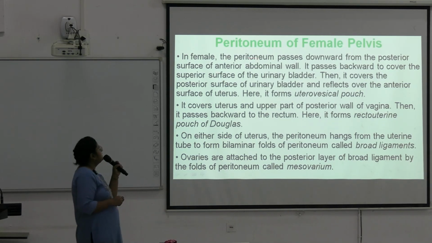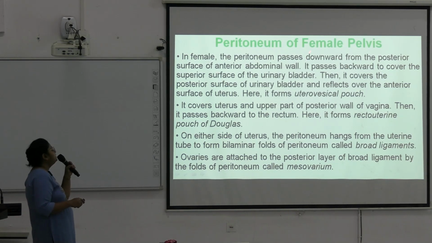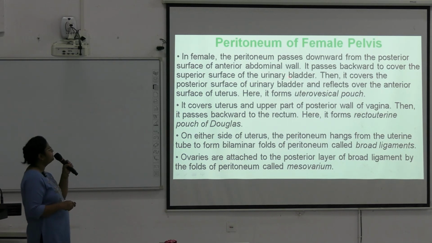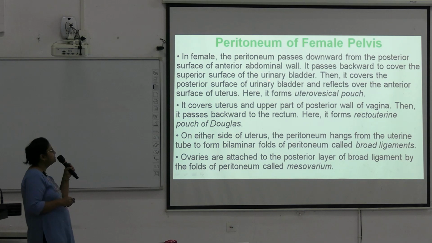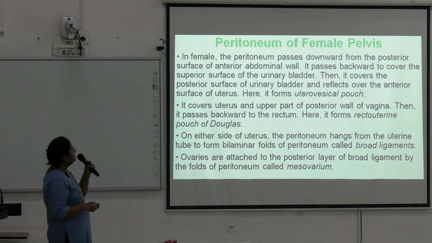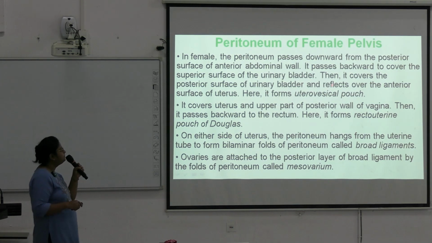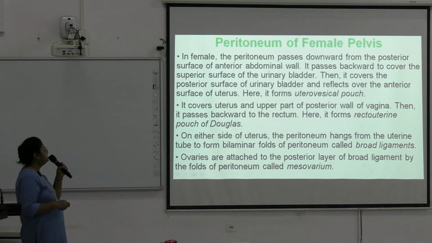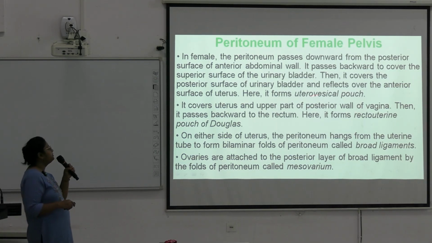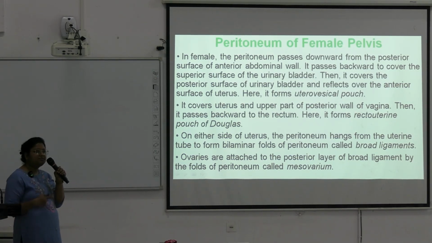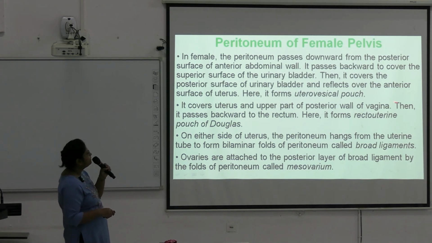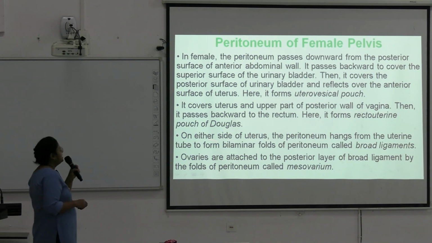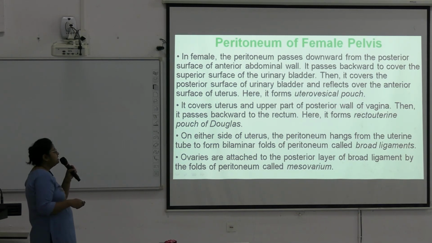Next, peritoneum in female pelvis. Peritoneum passes downward from posterior surface of anterior abdominal wall, then it passes backward to cover the superior surface of the urinary bladder, then it covers the posterior surface of urinary bladder and reflects over the anterior surface of uterus. Here it forms uterovesical pouch. Two pouches are formed here. Uterovesical, then it covers the uterus and upper part of posterior wall of vagina and then passes backward to the rectum. And here it forms rectouterine pouch of Douglas.